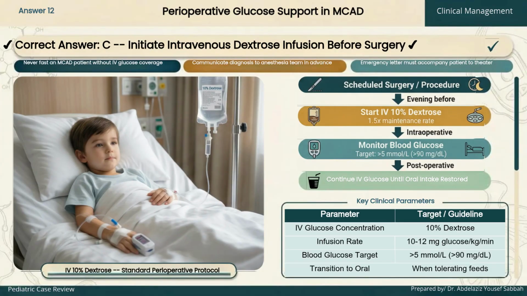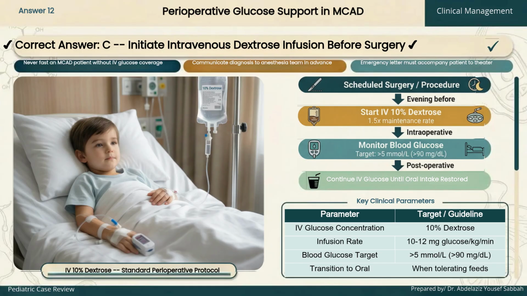The correct answer is Option C. Initiate intravenous dextrose infusion before surgery and maintain until adequate oral intake resumes postoperatively. Surgery requires enforced fasting, which is the single greatest danger for patients with this deficiency. Never fast a patient with this condition without intravenous glucose coverage.